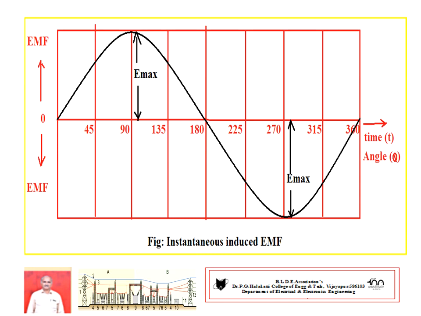This is known as generation of single phase AC voltage. This graph is also called the instantaneous induced EMF, because as the time changes, the induced EMF does not remain the same value. Its value goes on changing from instant to instant of time, so it is referred to as instantaneous induced EMF. It changes like a sinusoidal function, so it is also called sinusoidal alternating current.